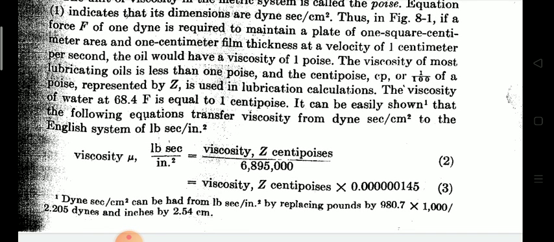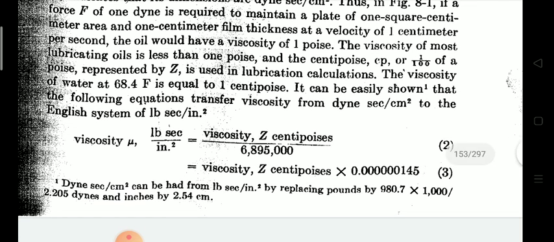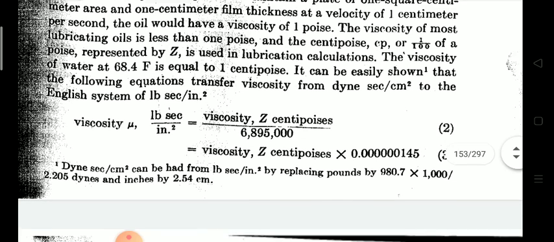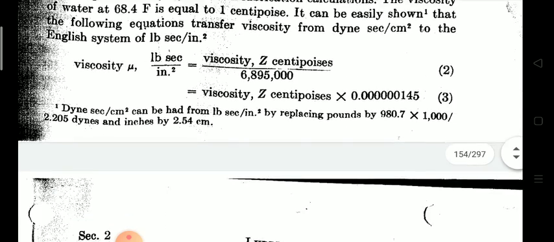The viscosity of water at 68.4 Fahrenheit is equal to 1 centipoise. It can be easily shown that the following equation transfers viscosity from dyne-seconds per square centimeter to the English system, pound-second per square inch, right?